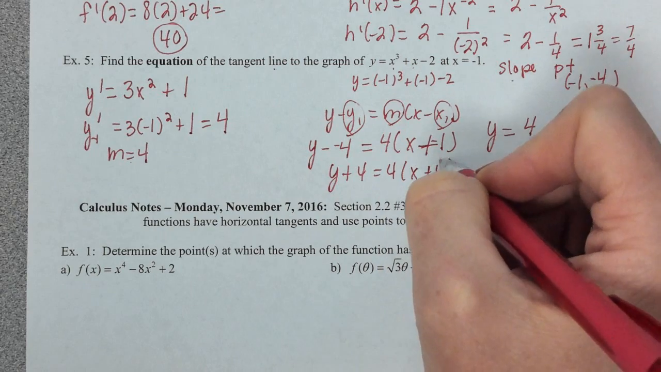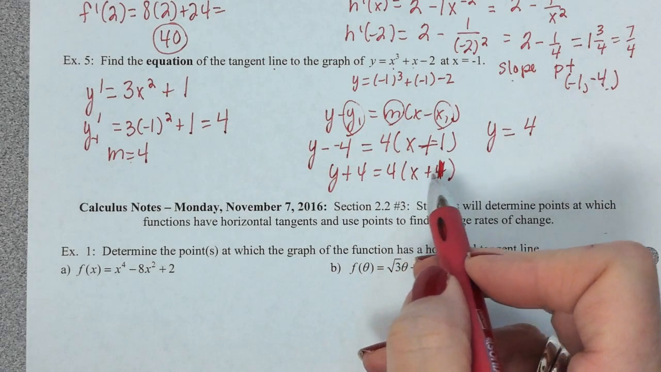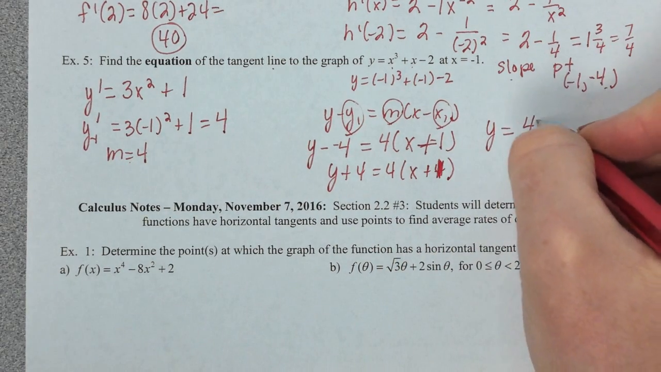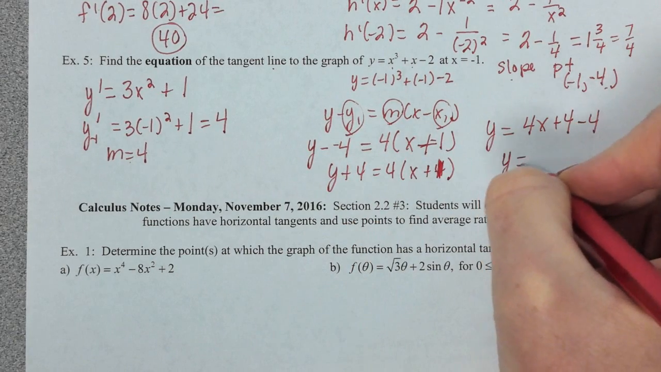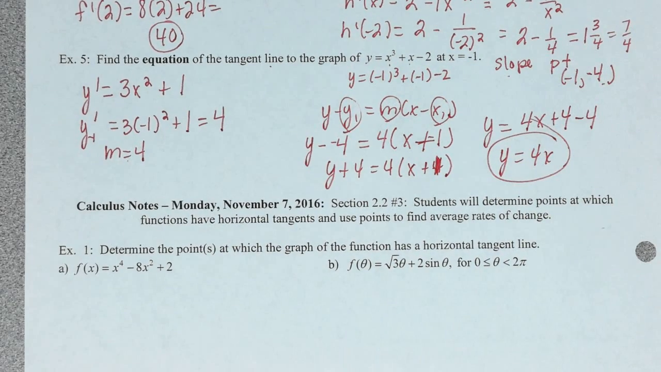So my final answer then is going to be y equals 4. Oops, why did I make that a 4? I got ahead of myself there. So I'm going to have y equals 4x plus 4, and then I have to bring over the other 4, so it's just y equals 4x.